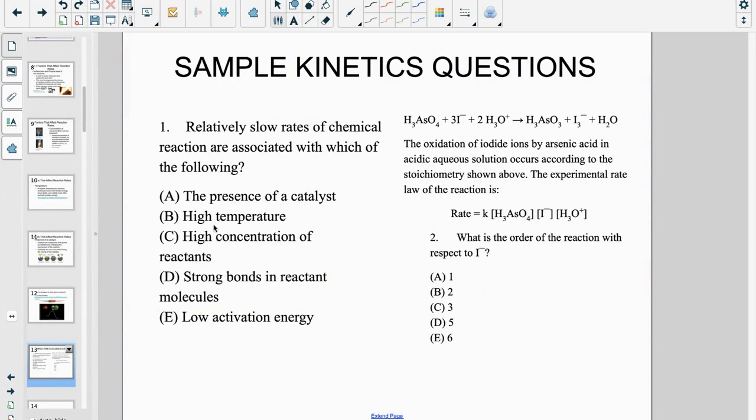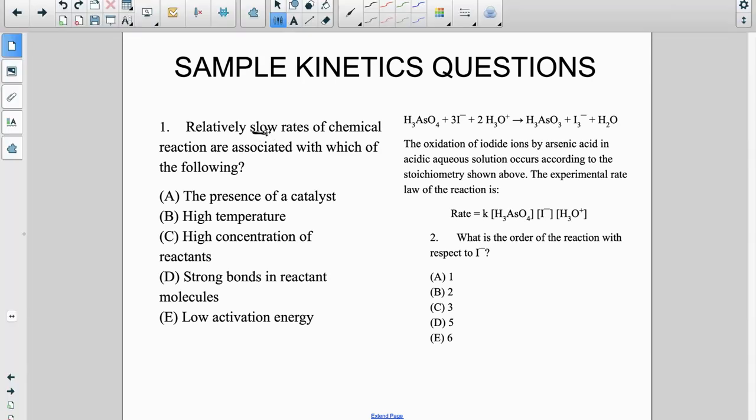Okay, so we talked about these 4 different factors and we looked at the videos. So here's a kinetics question. Slow rates of chemical reaction are associated with the following. Well, let's think about whether these things would make a reaction slow or fast. Presence of a catalyst. Well, catalysts will speed up things. So that is not the answer.